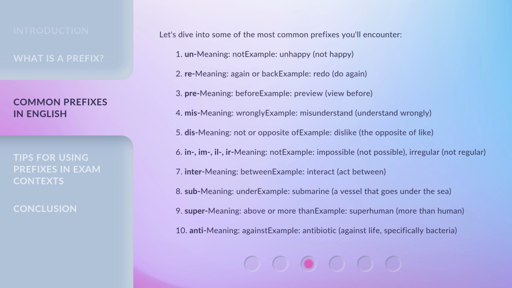6. In-, im-, il-, ir- meaning not. Example: impossible, not possible. Irregular, not regular. 7. Inter- meaning between. Example: interact, act between. 8. Sub- meaning under. Example: submarine, a vessel that goes under the sea. 9. Super- meaning above or more than. Example: superhuman, more than human. 10. Anti- meaning against. Example: antibiotic, against life, specifically bacteria.